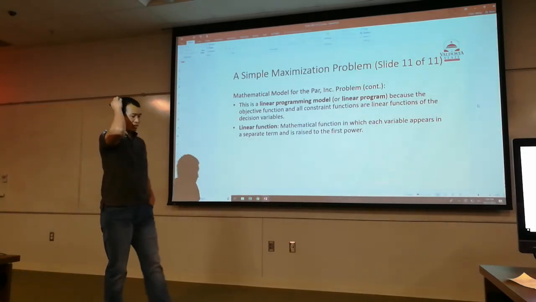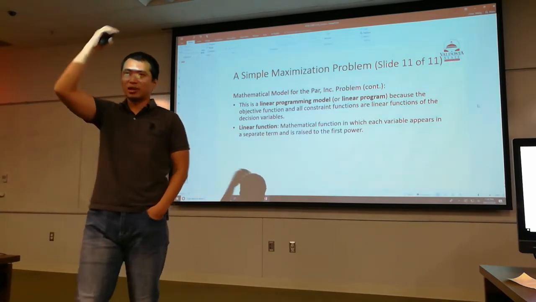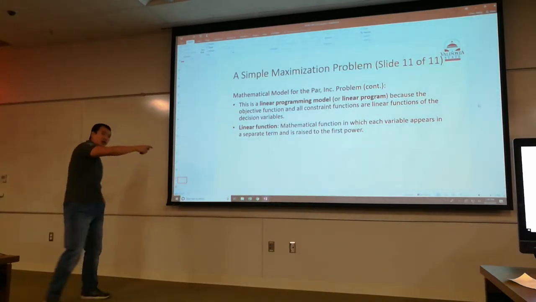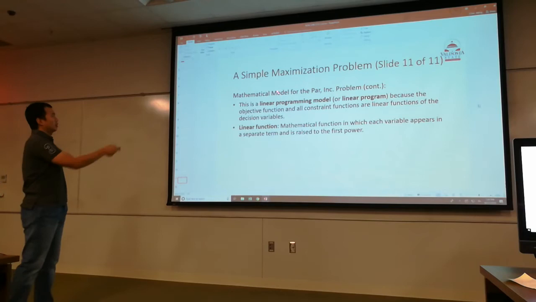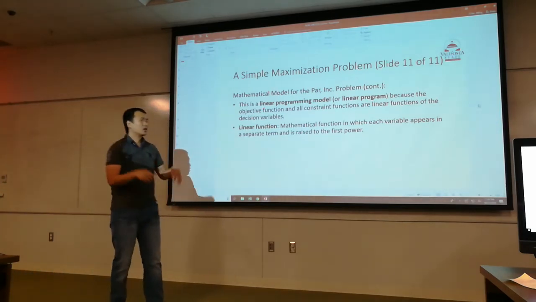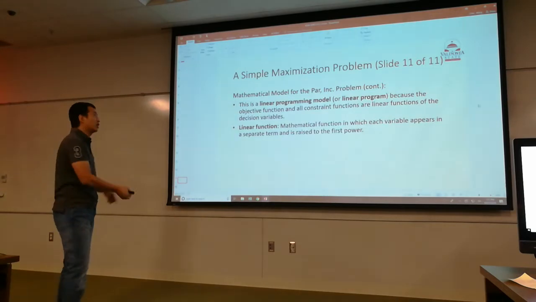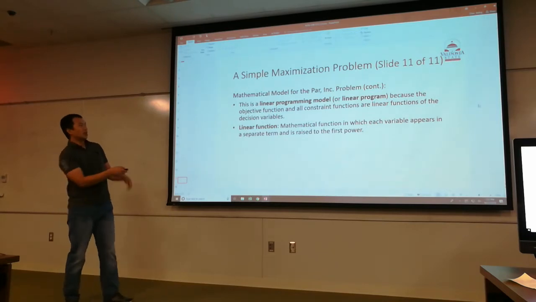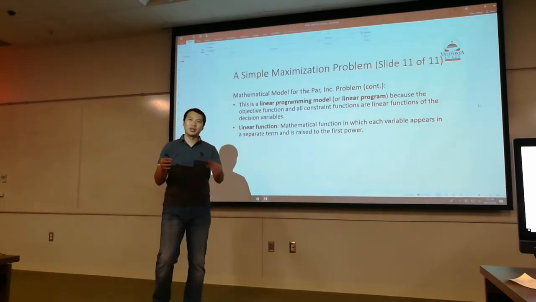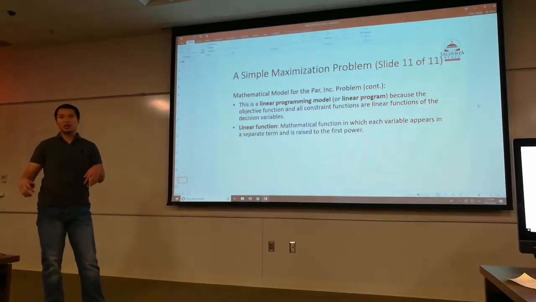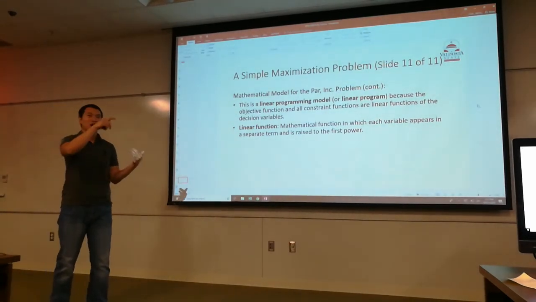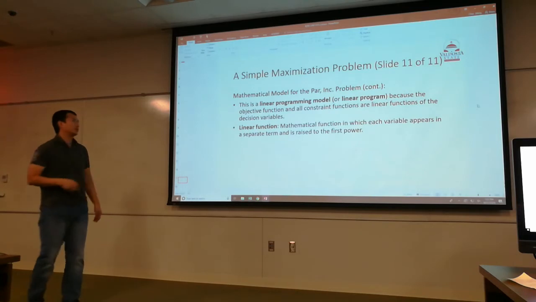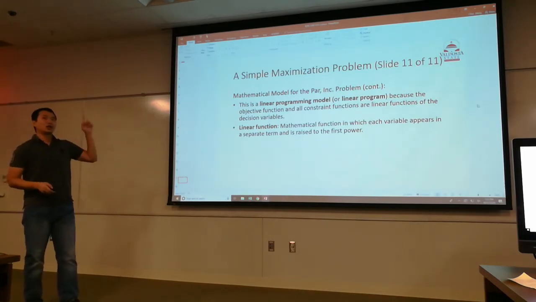So we have to determine some properties of this model. In this model, is it linear or non-linear? This is a linear model, so it's called a linear programming model. The objective function is linear and the constraints are also linear. So what is a linear function? A mathematical function in which each variable appears in a separate term and is in the first power. It's not x squared or x to the power of 3. Okay? First power. Then that's called a linear programming model.